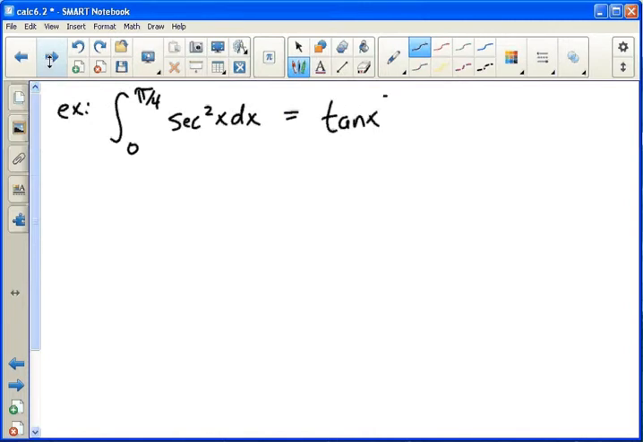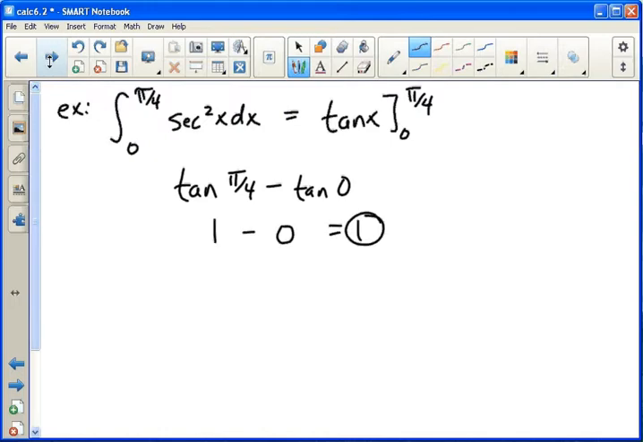Now I plug in my b, minus plug in my a. Since we all know the unit circle, we know that tangent of pi over 4 is 1. Tangent of 0 is 0. So our answer is 1. So the exact area under secant squared x from 0 to pi over 4 is 1.